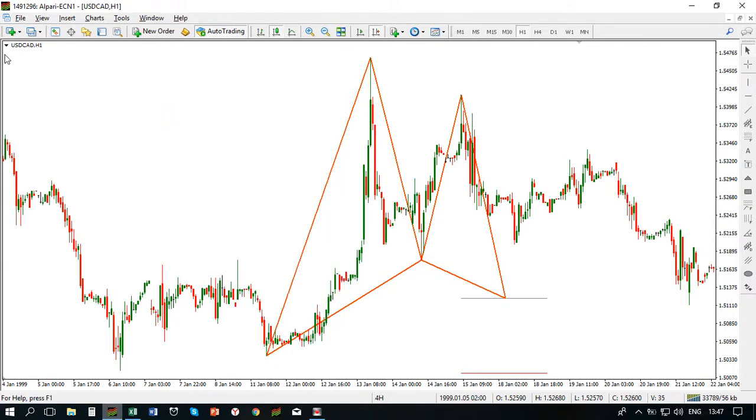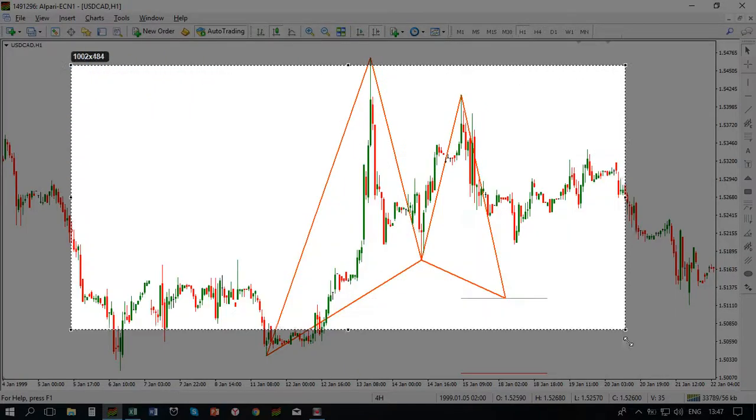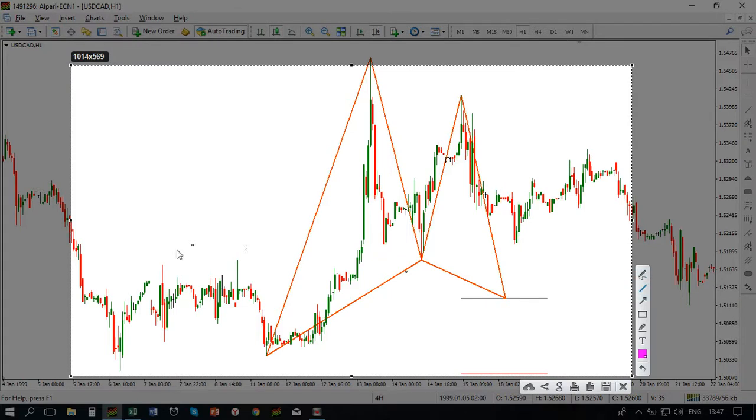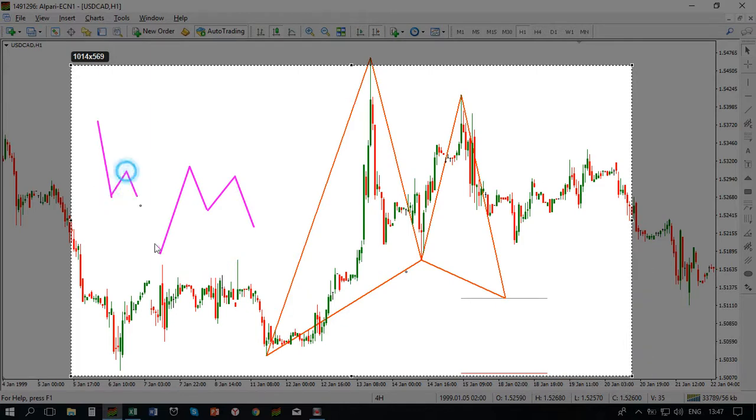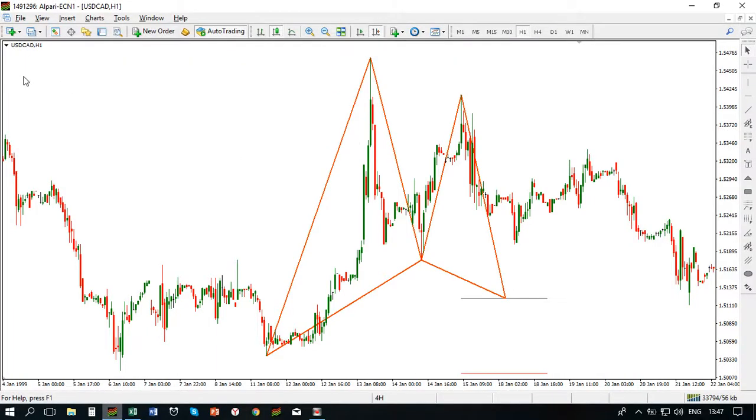Okay, what we have here. So the rules say this: if we have a Gartley, the previous movement should be either larger than that, like this, or it should be equal to XA, like this. So let us first do it this way.